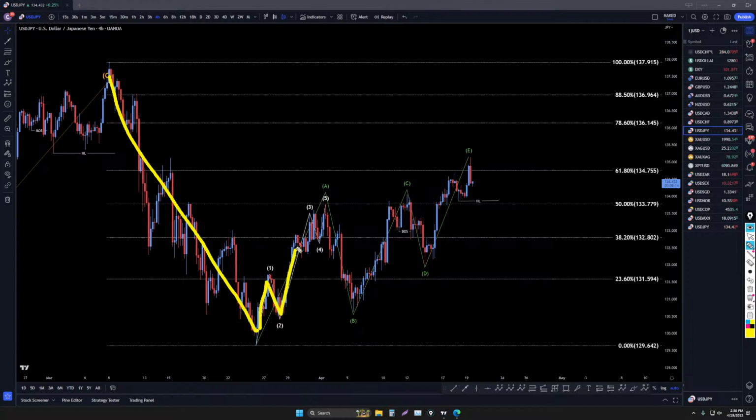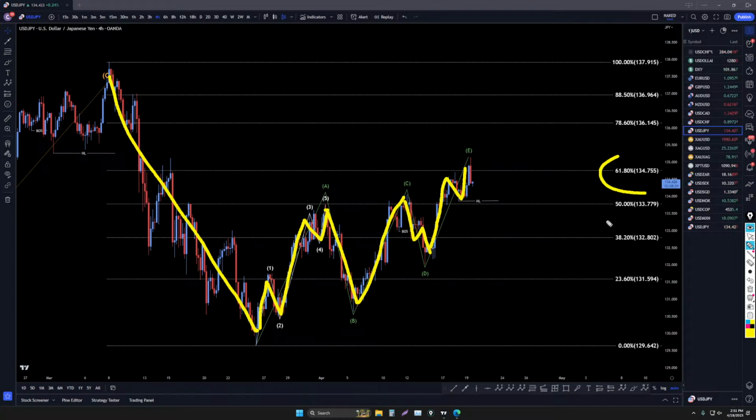We do have what looks like a 1, 2, 3, 4, 5, probably an A. This looks like a B. This looks like a C. This looks like three waves down for the D, and it looks like an uptrend for the E. So it really has everything that it should have. The only thing that's really holding me back on this one is the weak yen versus the weak dollar.